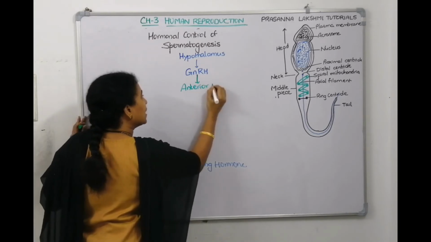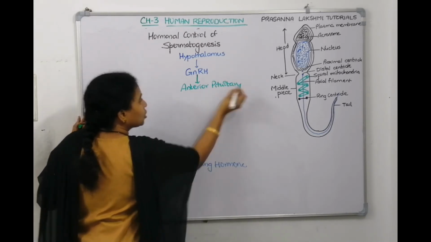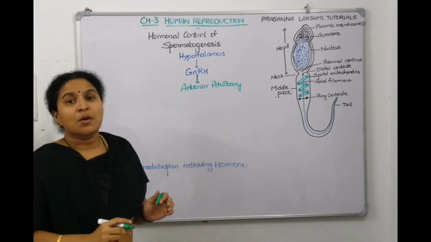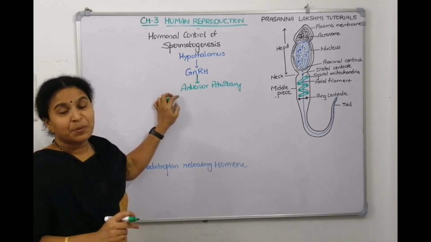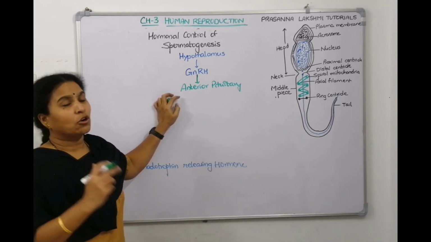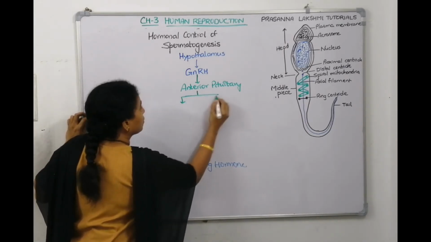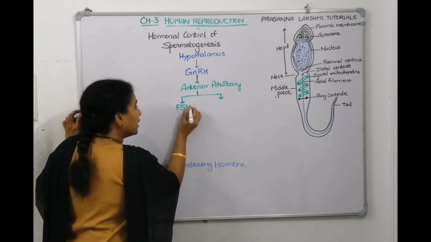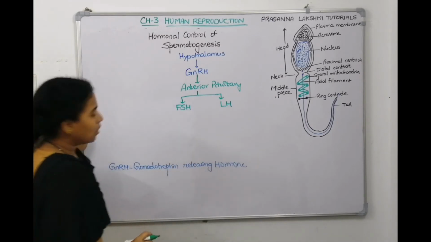Now, this GnRH comes and acts on the anterior pituitary gland. Then the anterior pituitary produces 2 gonadotrophins. The hypothalamus is asking the anterior pituitary to release gonadotrophins, right? So, the anterior pituitary releases 2 hormones. One hormone is called follicle stimulating hormone. The other hormone is called luteinizing hormone.